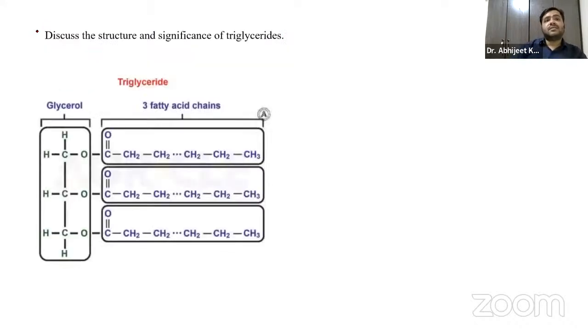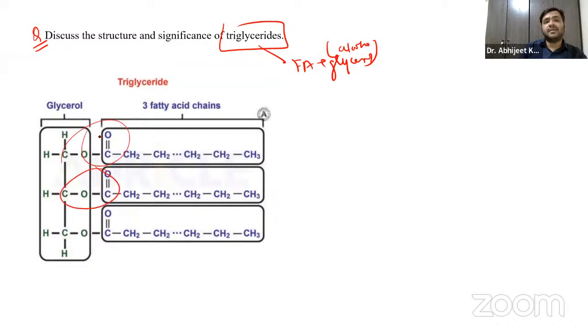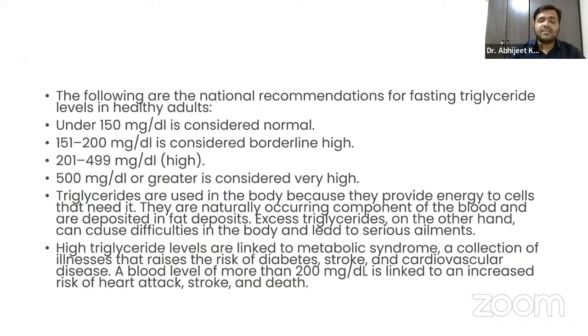Next question is the structure and significance of triglycerides. Again, I don't have to tell you, it is formed of fatty acids plus glycerol, and glycerol is the alcohol that we have drawn, with removal of water molecules, and we have ester linkages, right? So you have to draw the structure of these triglycerides. And then you will talk about the significance. So what is the significance of triglycerides?